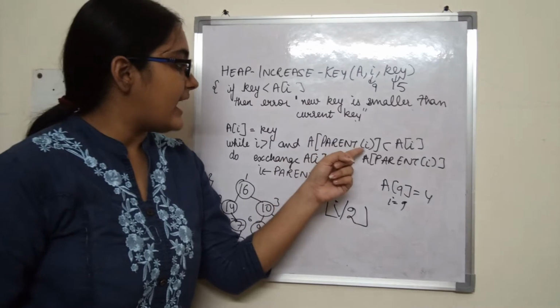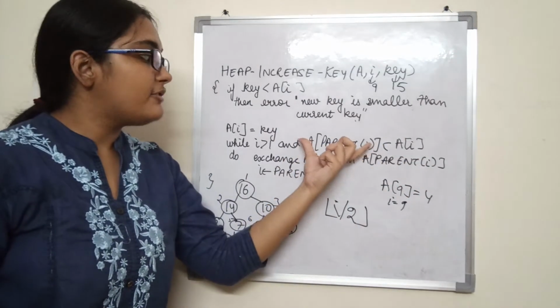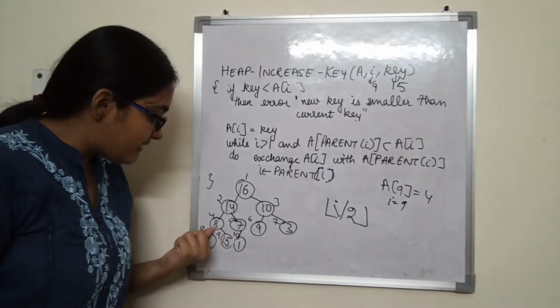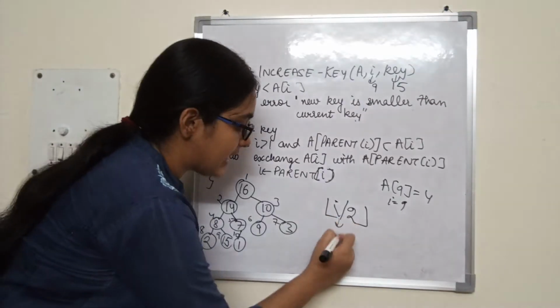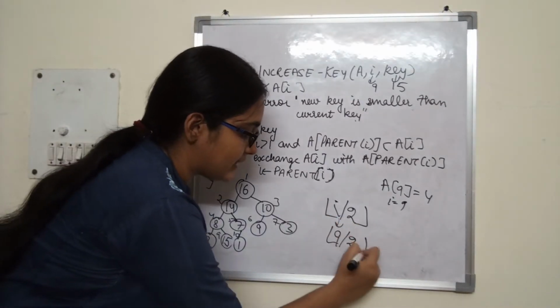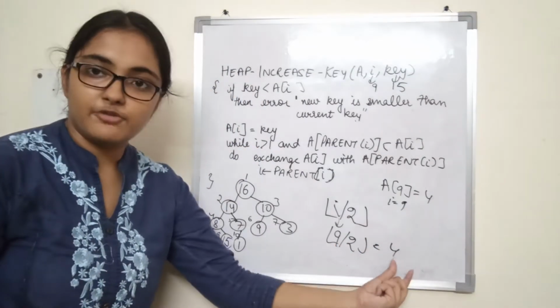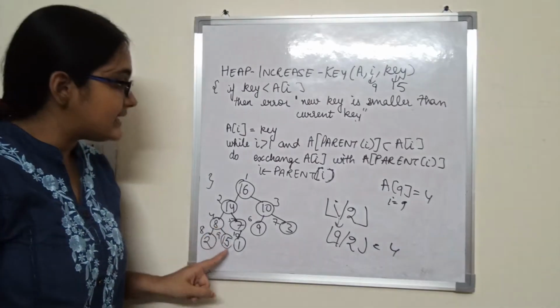And A of parent of I is less than A of I. That is, the value of the parent is less than the node. Well, what is the value of the parent of I? Parent of I is 4, right? How is it calculated? 9 by 2. What is 9 by 2? 4. Alright, 9 by 2's floor will be 4. So what is A of 4? A of 4 is 8. Alright, now 8 is less than 15.